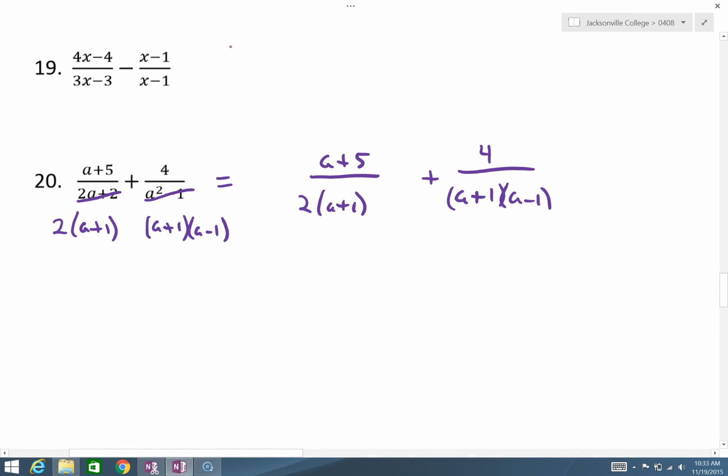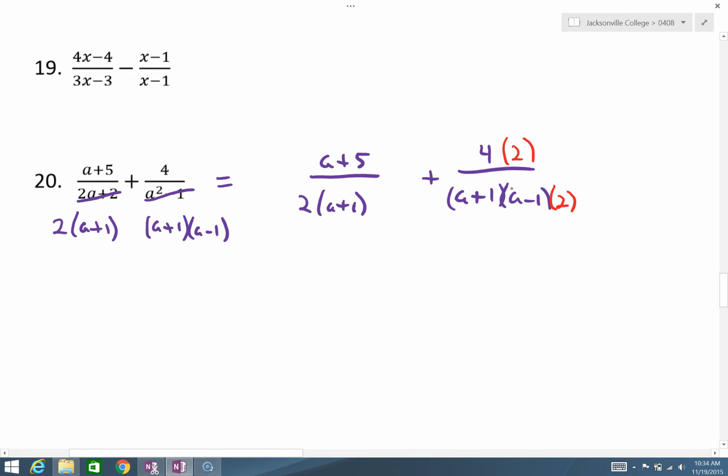Well, we need a common denominator. We need these denominators to be the same. This one has an a plus 1, a minus 1. This one has a 2, a plus 1. So what factor is this one missing that this one has? A 2. So we must multiply by a 2 in the denominator and the numerator. Essentially, we've multiplied by 2 over 2, which is 1. We haven't changed the value of this expression.